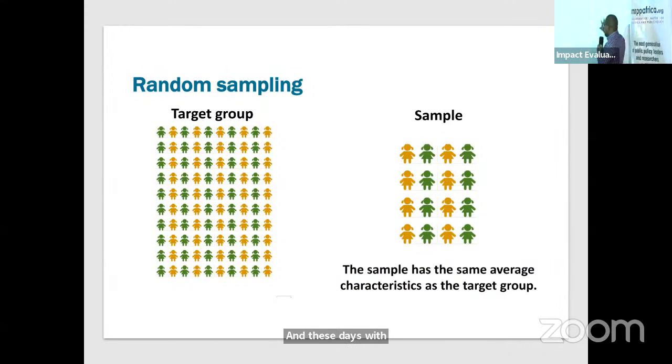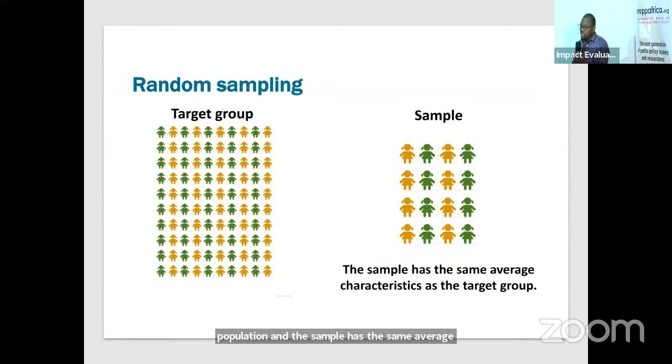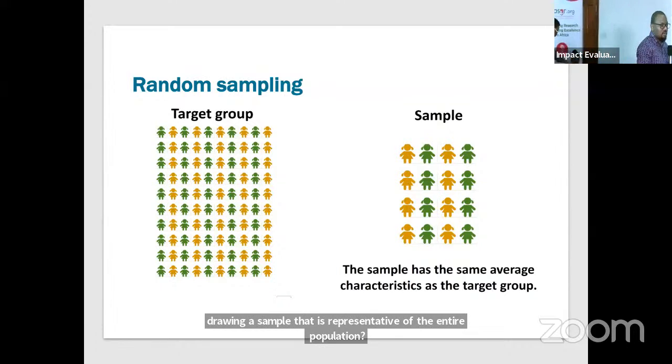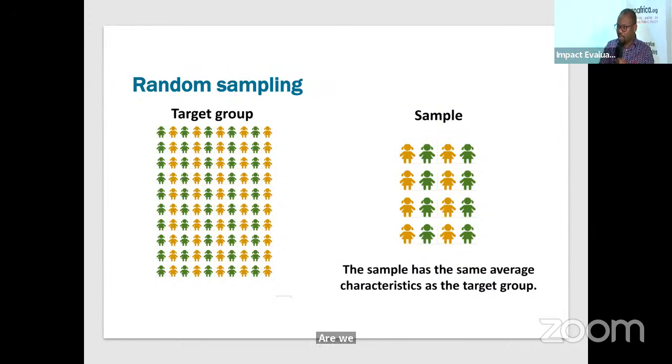So here is the sample that was drawn from the target population, and the sample has the same average characteristics as the target group. What you need is the representation. And remember, we talked about external validity during randomization. What was the external validity for? You're drawing a sample that is representative of the entire population. Are we together? Okay. Are we clear? Good.